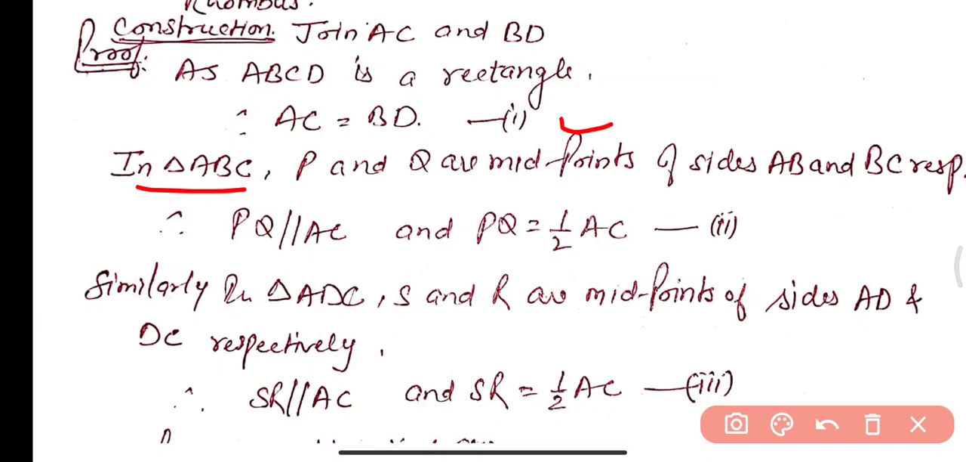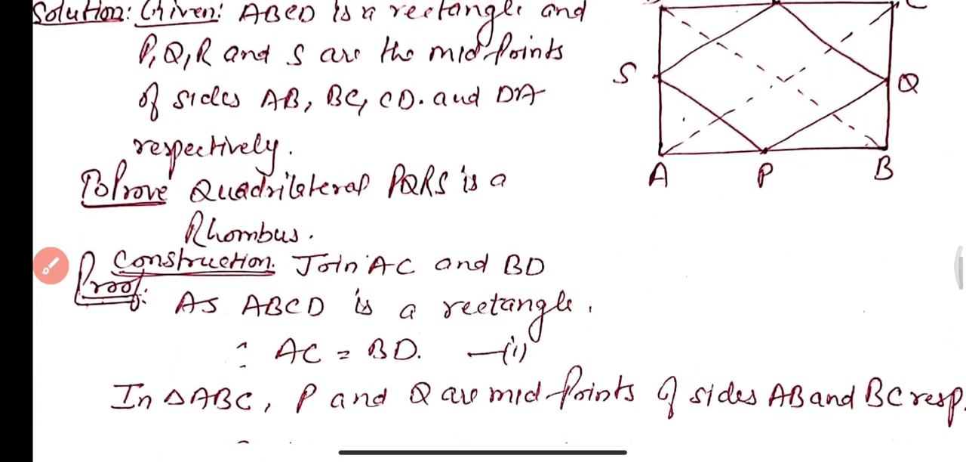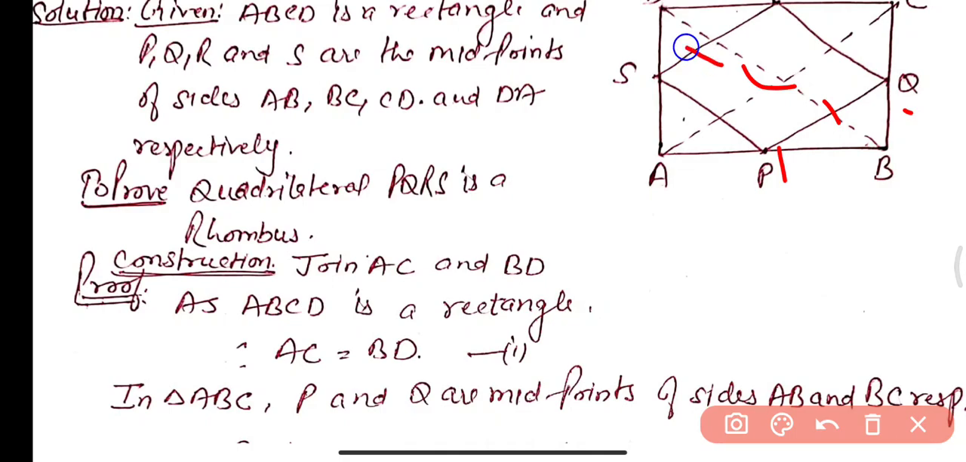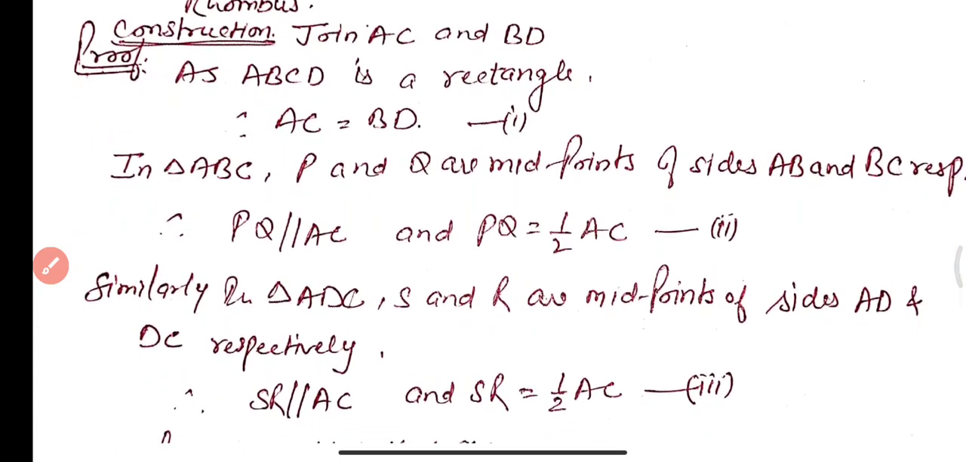In triangle ABC, P and Q are the midpoints of sides AB and BC respectively. So you can see here P and Q are the midpoints of sides AB and BC, so that PQ is parallel to AC and half of AC. What will PQ be? Parallel to AC and half of AC. Similarly, S and R are the midpoints of sides AD and CD. Therefore, SR will be half of AC and parallel to AC. So PQ is parallel to AC and half of AC.